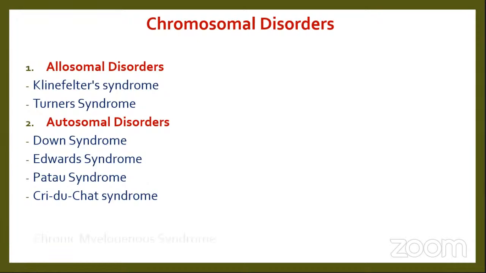In Patau syndrome, we have seen another trisomic condition. Cri-du-chat is because of the deletion of a part of the chromosome, whereas chronic myelogenous leukemia is because of translocation, an abnormal condition, that is a translocation between the 9th and 22nd chromosomes.